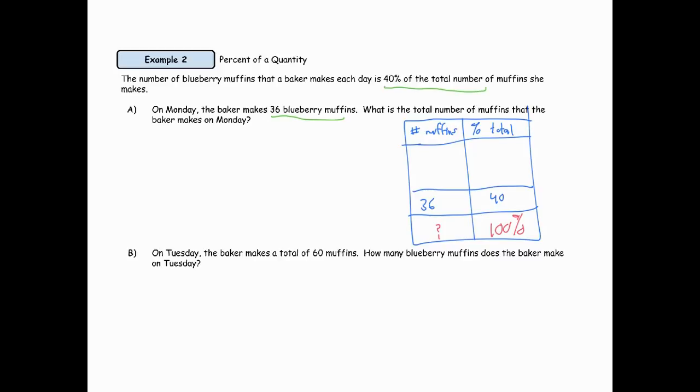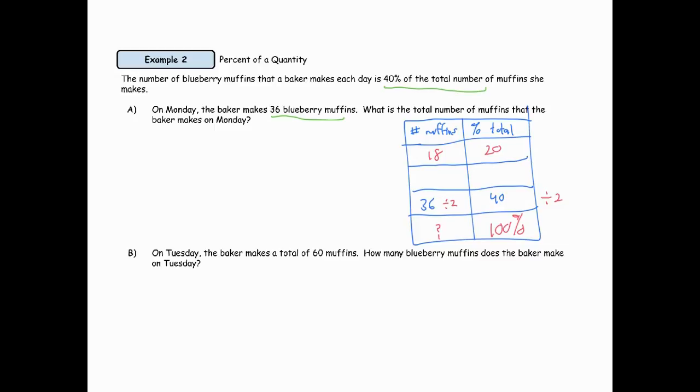Well, if we look at our table here, I'm looking at the right-hand side, the 40, and I want to get 100, and 40 doesn't go into 100 evenly. But what I can do is take 40 and divide it by 2, because if I do that, I'll get 20. And I do know that 20 goes into 100 evenly. Now, if we divide 40 by 2, then we also need to divide 36 by 2, which would give us 18. So now we have another row in our table.